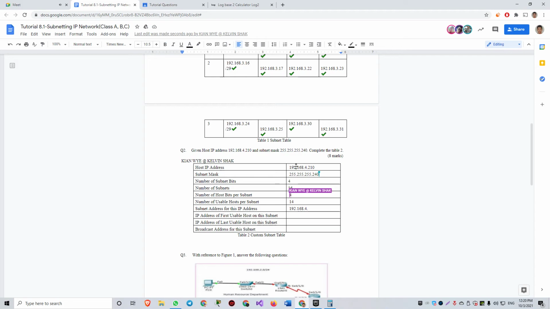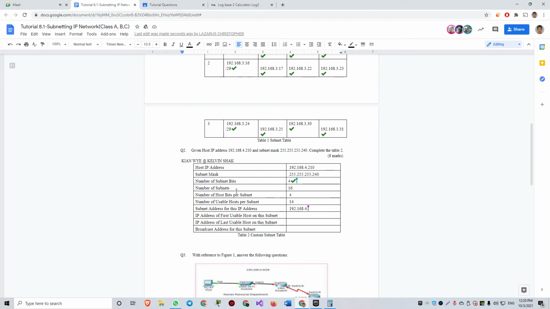The 4 ones, we know that in the subnet mask, the ones belong to the network part. Since we are originally given the host IP address, we know it's a class C, so it starts from /24. But given that 240, when we put the subnet mask into binary, we see there are 4 ones. So we know that we borrowed 4 bits, right?